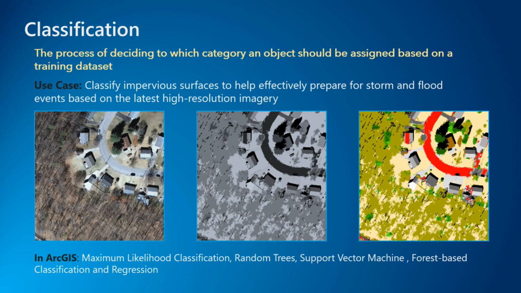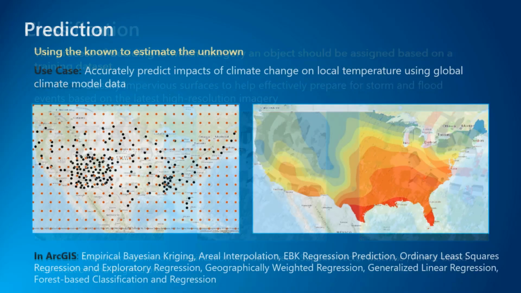Random trees is actually an implementation of random forest, as is the forest-based classification and regression tool. We can't call it random forest because the term random forest is actually trademarked, which is crazy because it's an algorithm, but it is trademarked. So those are both just implementations of the random forest method.